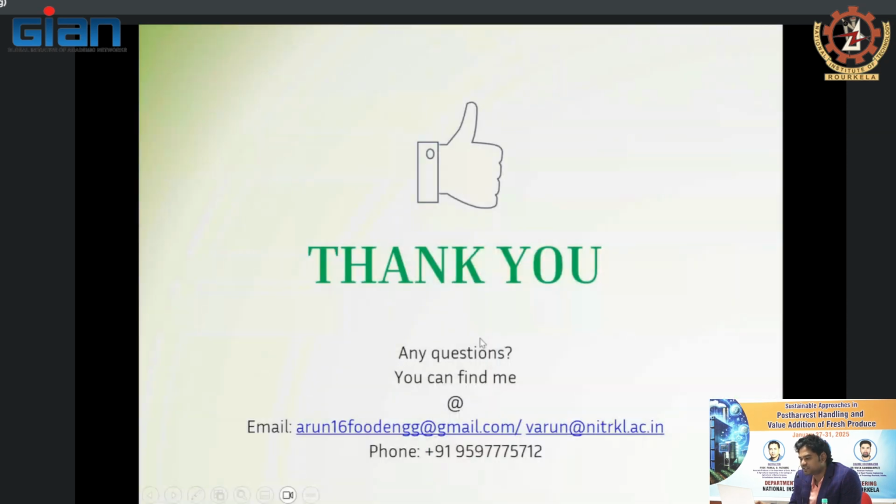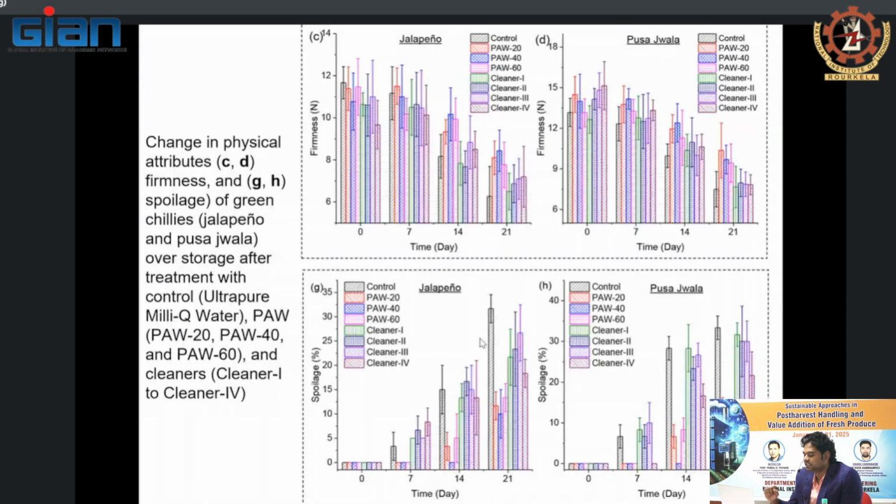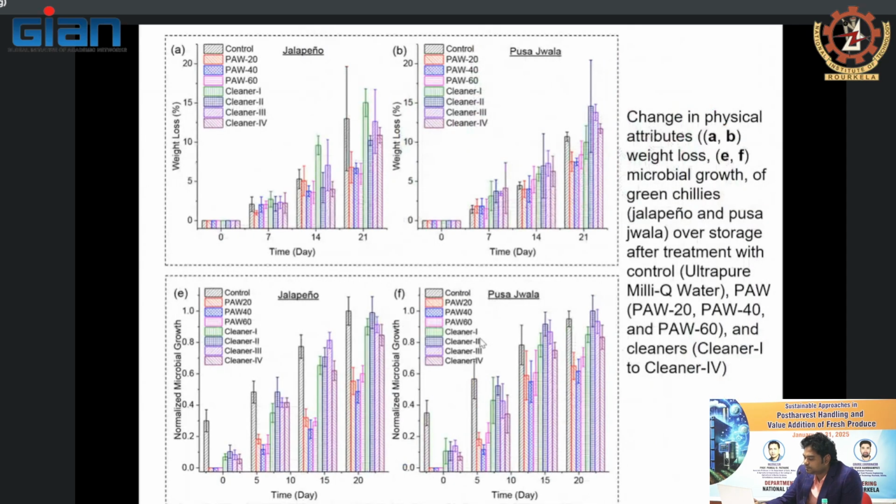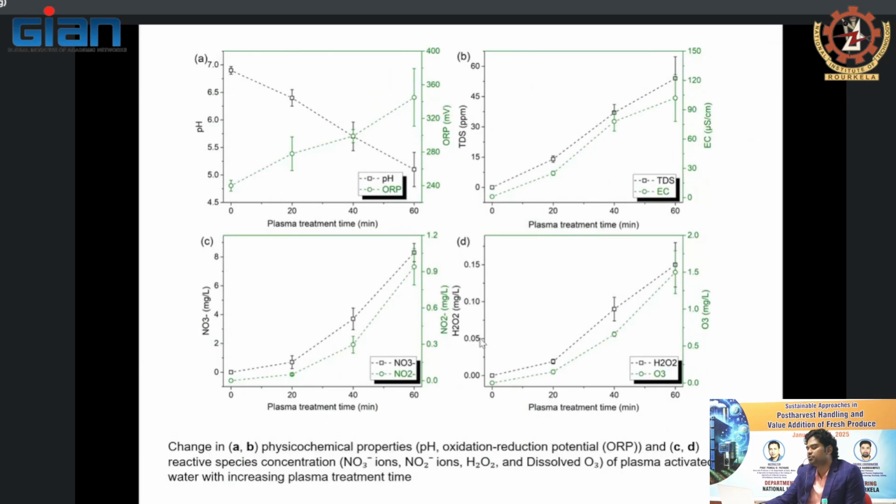So you can see how effectively this plasma activated water can be used to extend the shelf life of fresh produce. So similarly, any food materials, any fresh fruits and vegetables, like we have tried with strawberry, we have tried with lemon, it shows very good results. It can be effectively used to extend the shelf life of fresh fruits and vegetables, especially plasma activated water.